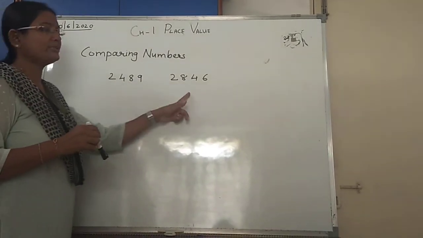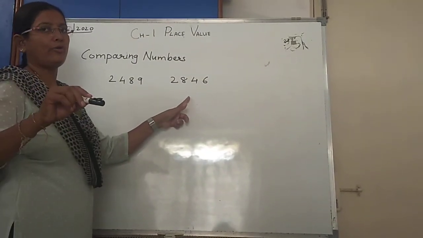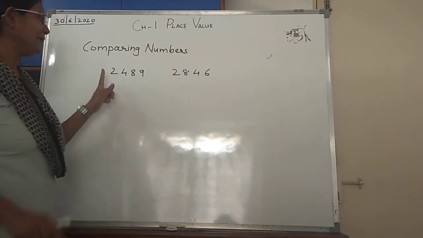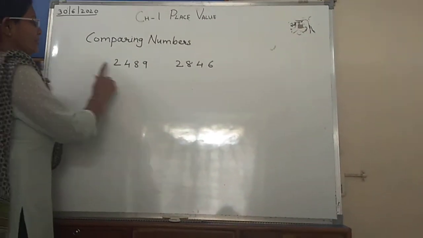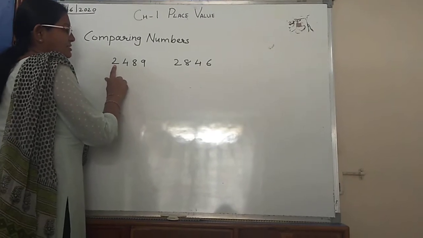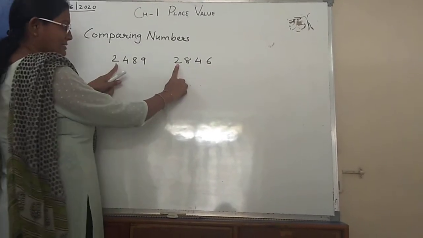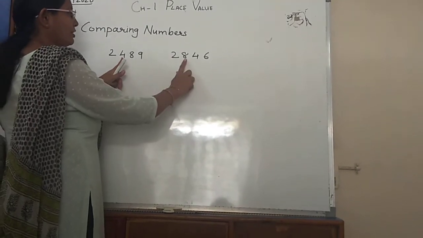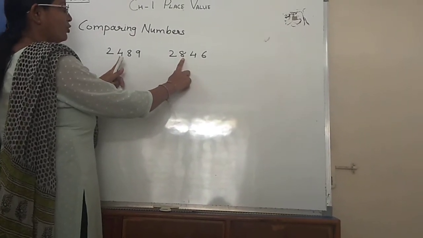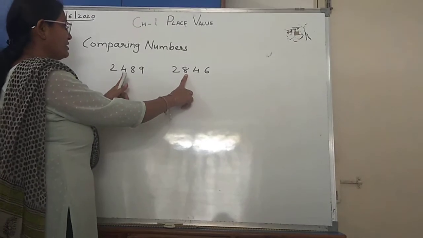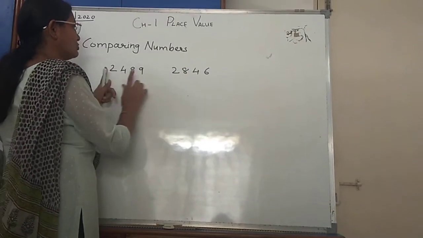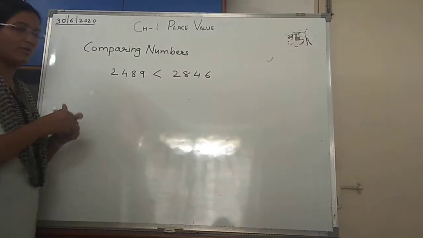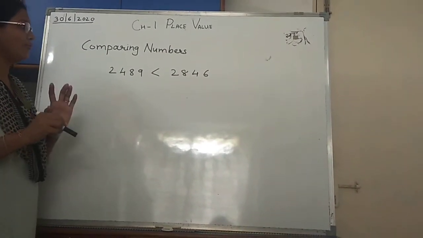When both are 4-digit numbers, then you have to follow the second rule. What is the second rule? Start comparing each digit. We will compare the first digit. Here the first digit is 2, here also 2, both are same. So go to the second digit. Here it is 4, here it is 8. Both are different. So 4 is smaller than 8. So this whole number is smaller than the other number. That is the second rule.